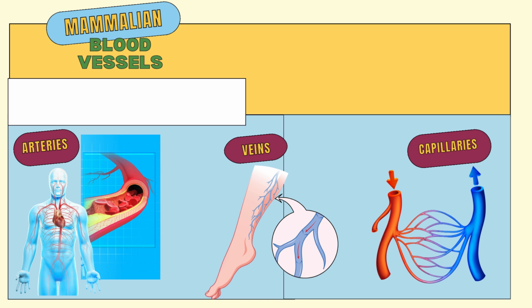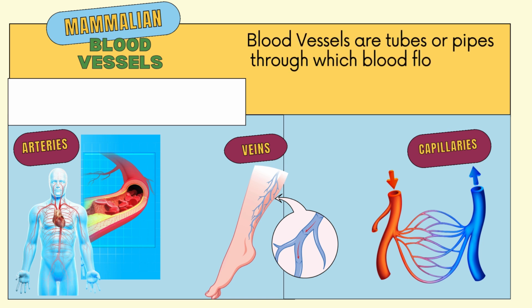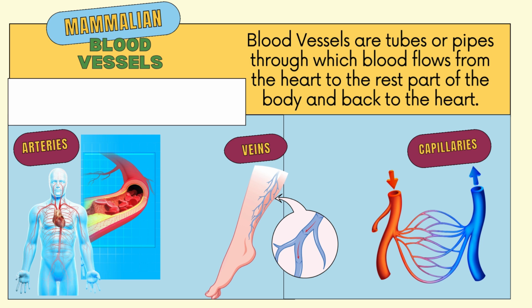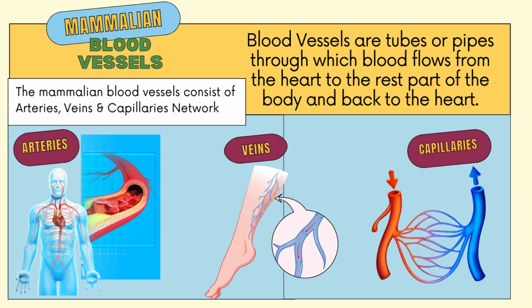Now let's take a look at the blood vessels. The blood vessels are tubes or pipes through which blood flows from the heart to the rest parts of the body and back to the heart. The mammalian blood vessels consist of arteries, veins, and capillaries network.